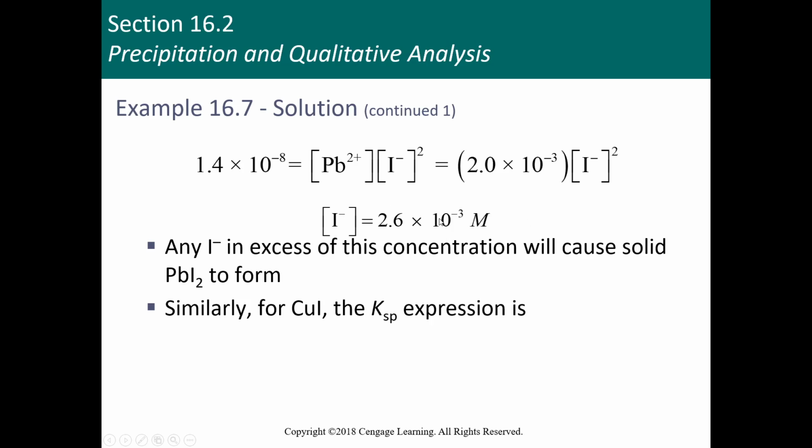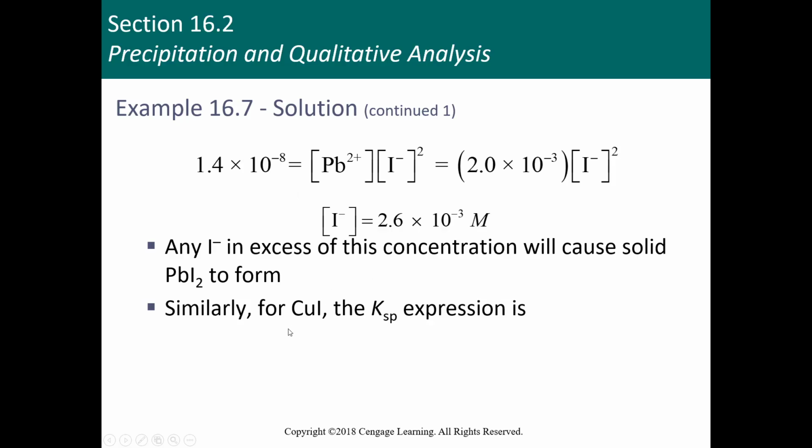And so we solve for I-, and we get 2.6 times 10^-3. So any I- in excess of this concentration, even if it's one molecule, will cause solid PbI2 to form given enough time.